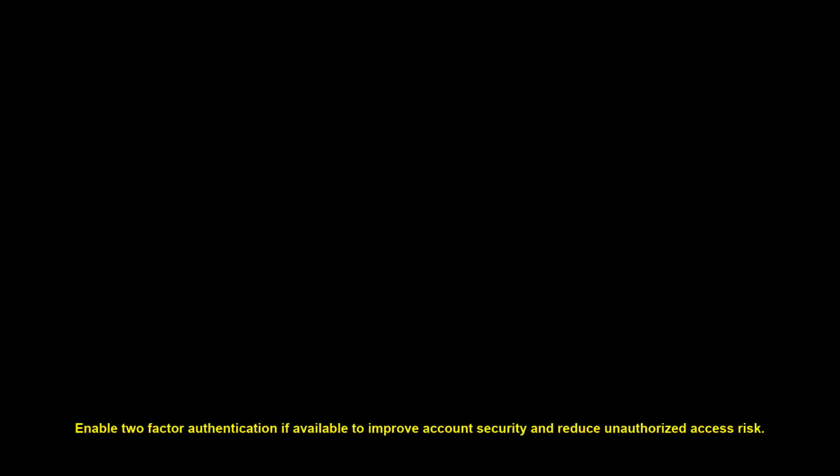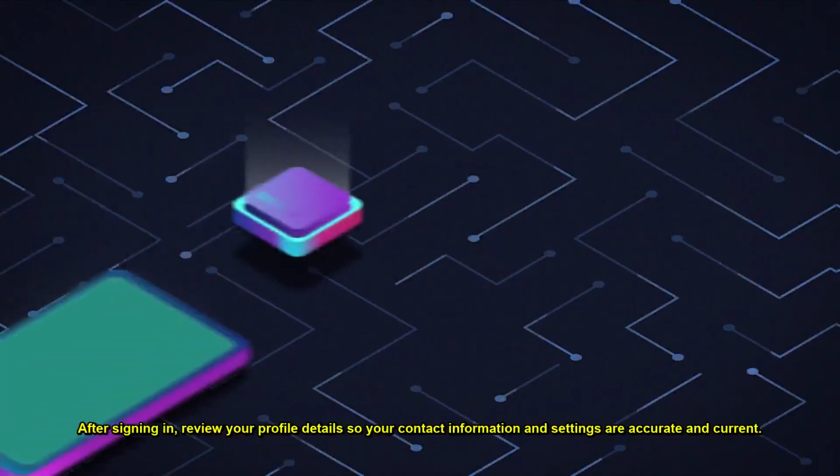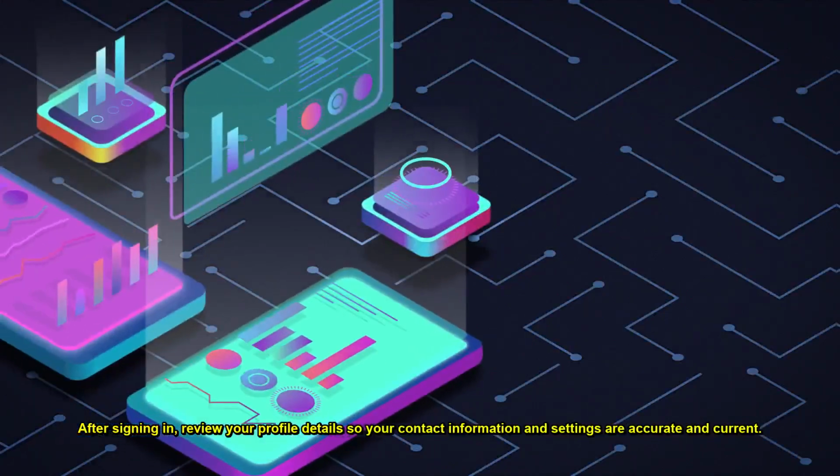Enable two-factor authentication if available to improve account security and reduce unauthorized access risk. After signing in, review your profile details so your contact information and settings are accurate. If you see an error message, note it down and try again after restarting your device and internet connection. Log out when you finish, especially on shared devices, to keep your account and payment information secure.